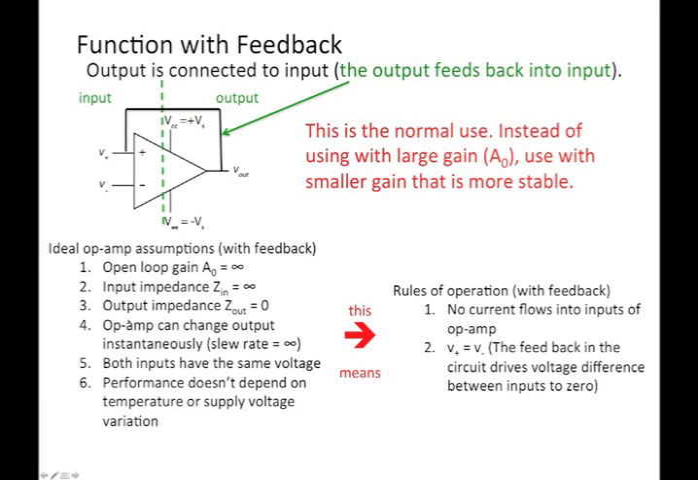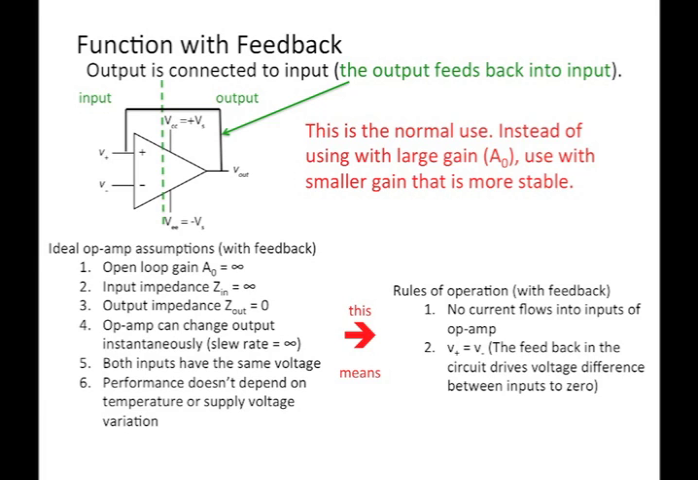The op amp can change output instantaneously, right? This also means the slew rate's infinite. If you change 5 volts to 0 on the non-inverting input, then that'll change the output instantaneously. Now, that's not obviously the case, but that's the assumption. And both inputs have the same voltage. If we're running it in this mode with feedback, then we're going to get feedback such that V plus and V minus are going to be the same. And then the performance doesn't depend on temperature or supply voltage variation.